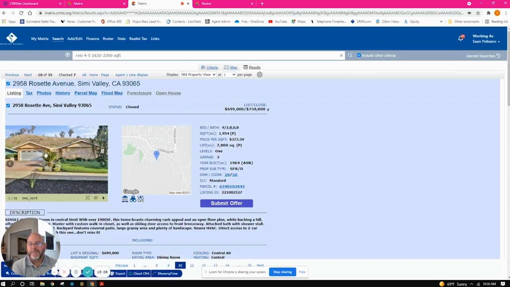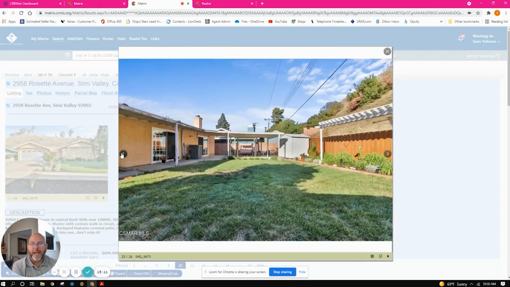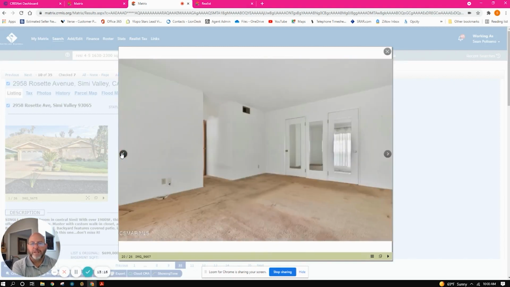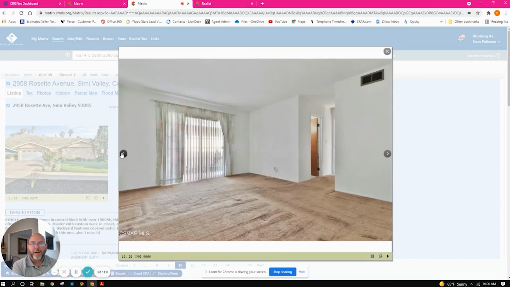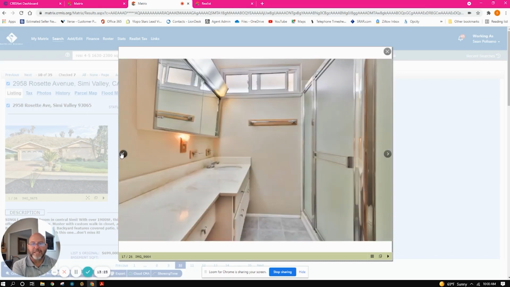Now remember, this is a model match to our subject. Let's go through the property and look at it. Backyard similar, no pool, that's good. Okay, look at that carpet, pretty haggard. You know, not staged. Ceilings look, that bathroom's original. You can tell by that vanity. You can tell by the shower.